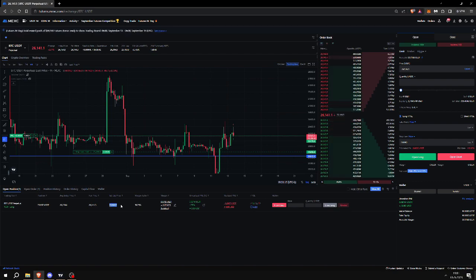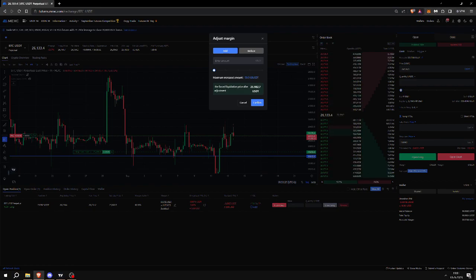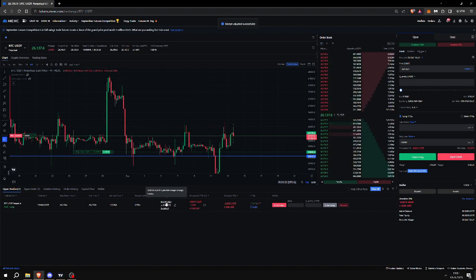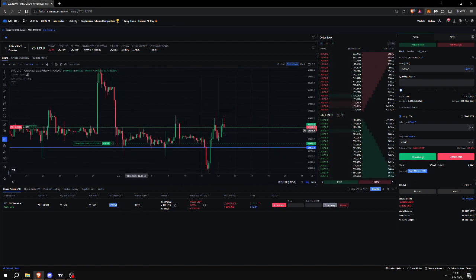If you ever do have a liquidation price that is, say, above your stop loss, you can simply go into margin. There's a little edit button there, and you can just push that slider, say confirm. This will add extra margin to your position, and now our liquidation price is nowhere close, and we don't have to worry about it. Yeah, we have a position open.